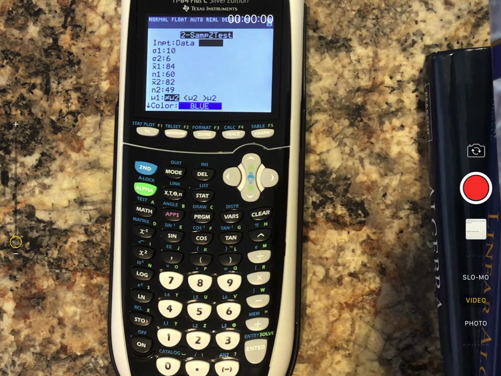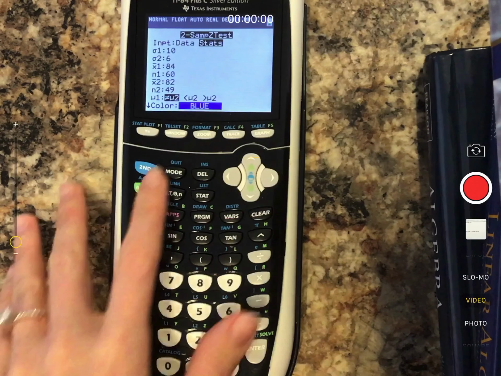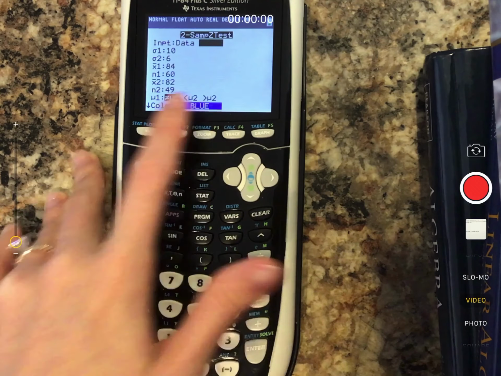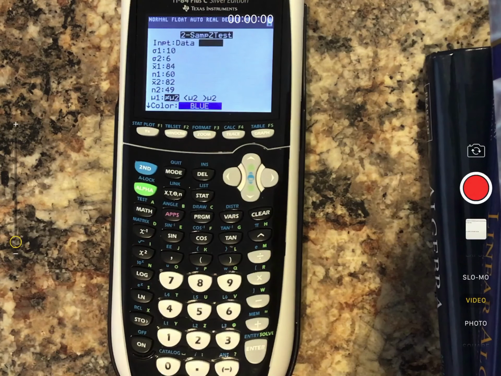Then x1 bar is the sample mean for the first sample. n1 is the size of the first sample. x2 bar is going to be the mean of the second sample, and n2 is the size of that sample. And then you pick whether you have a difference, a less than, or a greater than. So you are going to have to adjust your alternative hypothesis in order for it to match this.